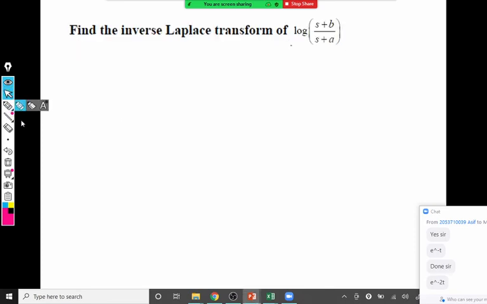Come to the example. So what will you observe now? The observation is mainly important. There is a logarithm, so we should use a derivative property. So how to find the inverse Laplace of such a function where log, tan inverse or cot inverse appears? We have to start like this. Let f of s be the given function, which is log of (s plus b) upon (s plus a).